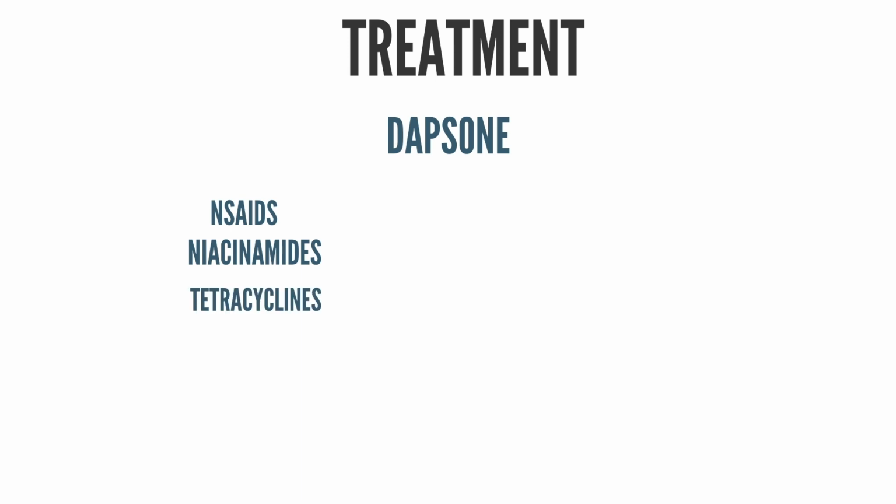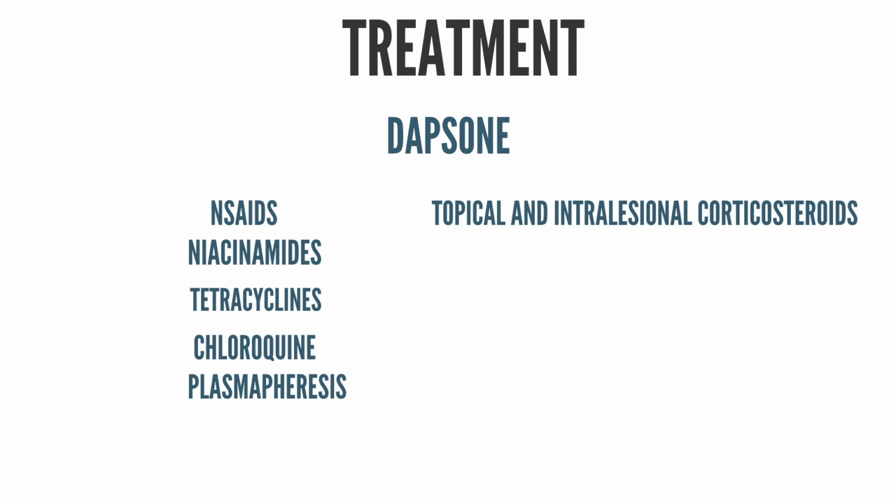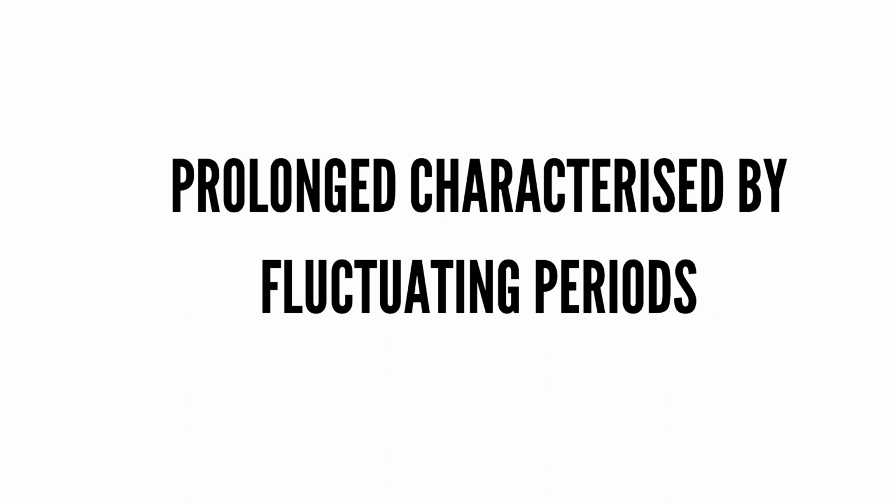Other therapies include NSAIDs, niacinamide, tetracycline, chloroquine, colchicine, and plasmapheresis. High-potency topical and intralesional corticosteroids may be helpful for mild cases. 5% topical dapsone gel has been described as effective. Erythema elevatum diutinum usually has a prolonged course characterized by fluctuating periods of exacerbations and stability. The disease may resolve spontaneously after 5 to 10 years; however, persistence up to 40 years has occurred. Erythema elevatum diutinum does not progress to systemic vasculitis. Recurrence is common after the cessation of dapsone therapy.